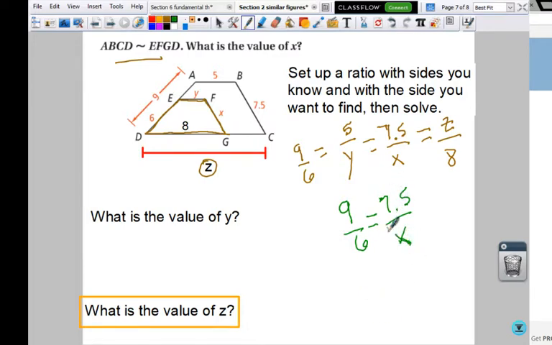And this is a nice easy one, right? You can just fish method this one if you want to. Or you can cross multiply, I don't care, you're gonna get the same answer. But I'm gonna fish method, because I like drawing little fish.